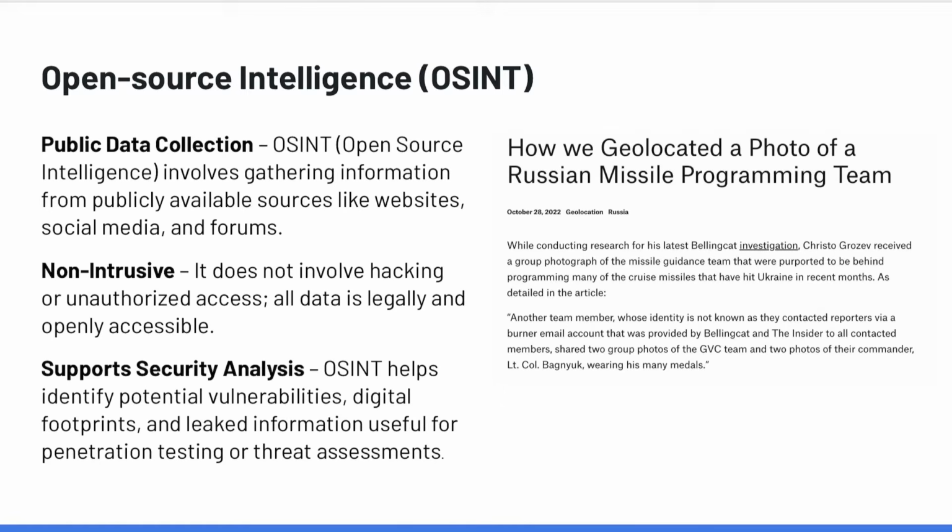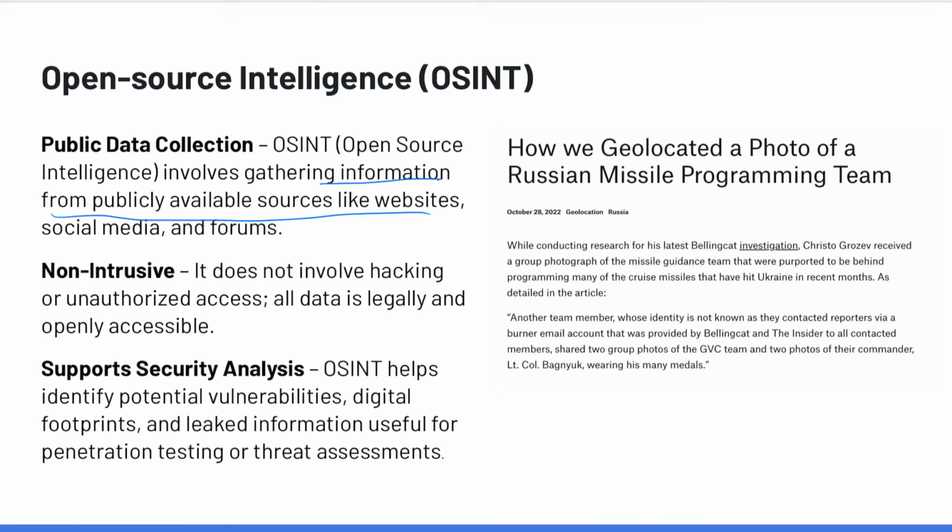So what OSINT is, it's a way for us to gather information on a target. This could be an institution, this could be a person, this could be any entity with a presence online, using tools that are available to us that we generally don't have to pay for and that everyone has access to. So OSINT involves gathering information from publicly available sources like websites, social media, and forums, with social media actually being one of the most common avenues through which we can gather open source intelligence.